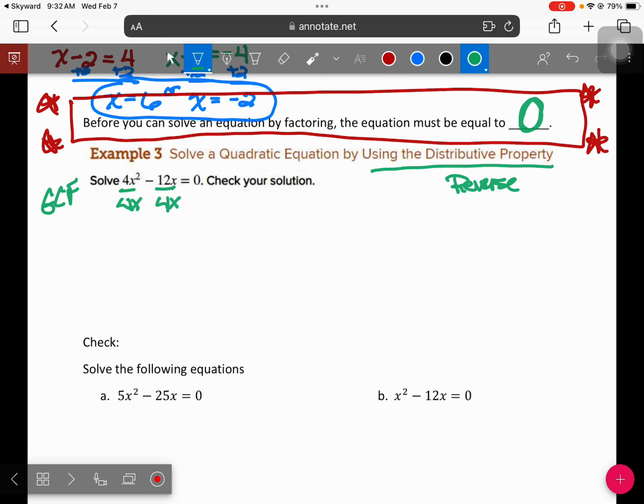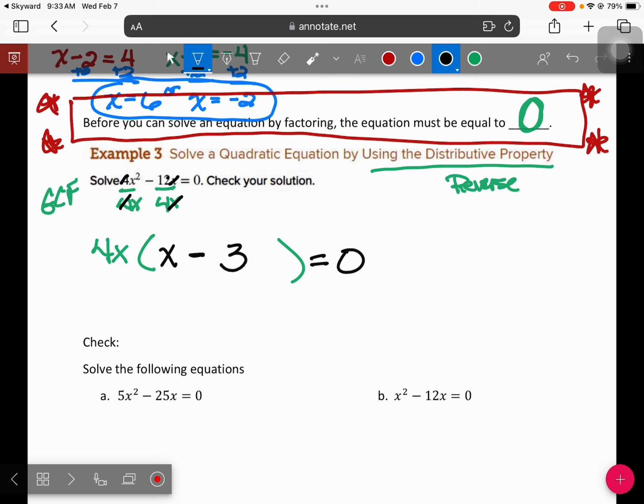All right, so my greatest common factor is 4x. I'm going to put that out front, and I need to see what I need to have left in parentheses. 4 divided by 4 is 1. What is x squared divided by x? Should give me a single x left, right? Minus 12 divided by 4 is 3. And x divided by x simplifies out. This is equal to 0. I have to include that 0 part.